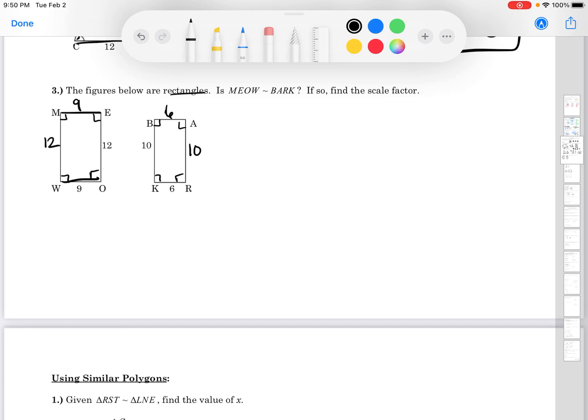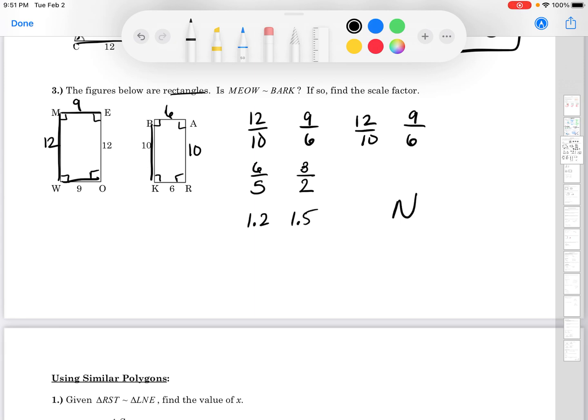We want to make sure our sides are proportional. So MW and BK, that's 12 over 10. ME over BA, that's 9 over 6. And the ratios are all going to be the same, 12 over 10 again, and 9 over 6. We just want to make sure, are those the same proportions? Well, 12 over 10 is going to simplify to 6 over 5. 9 over 6, those are divisible by 3. That's going to give us 3 over 2. Definitely not the same fraction. Even if we compare the decimals, that's 1.2 and 1.5. So these are not similar, and that's really because they are not proportionate.